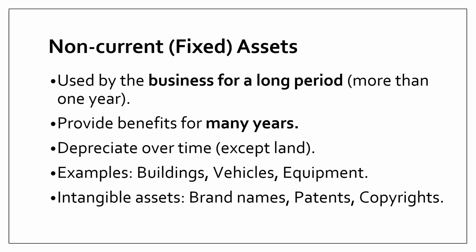What are non-current assets? These are used by the business for a long period, more than a year. They provide benefits for many years and depreciate over time. Examples are buildings, vehicles, and equipment. Intangible assets are assets that you cannot touch, like brand names, patents, and copyrights.